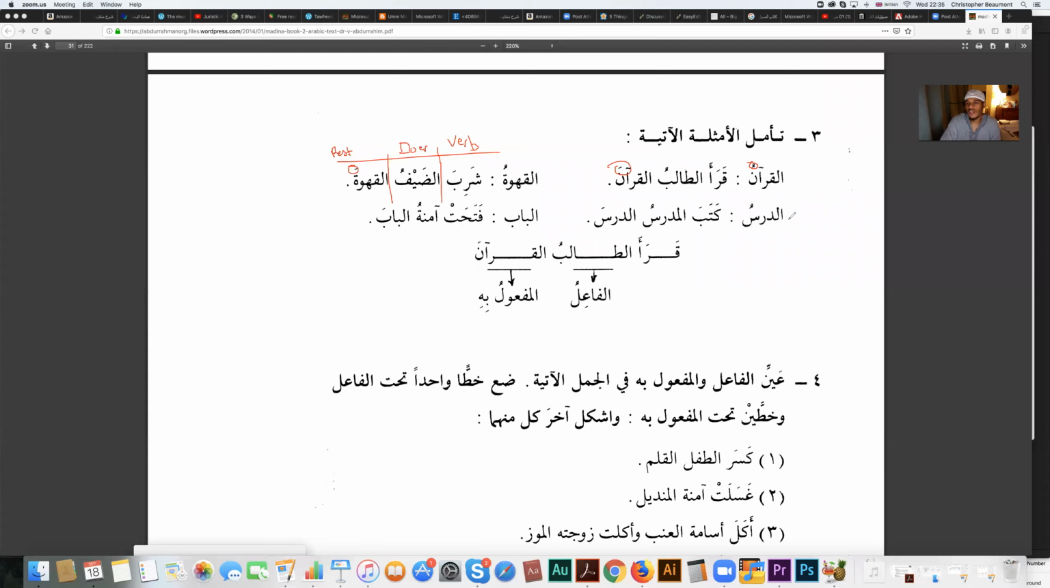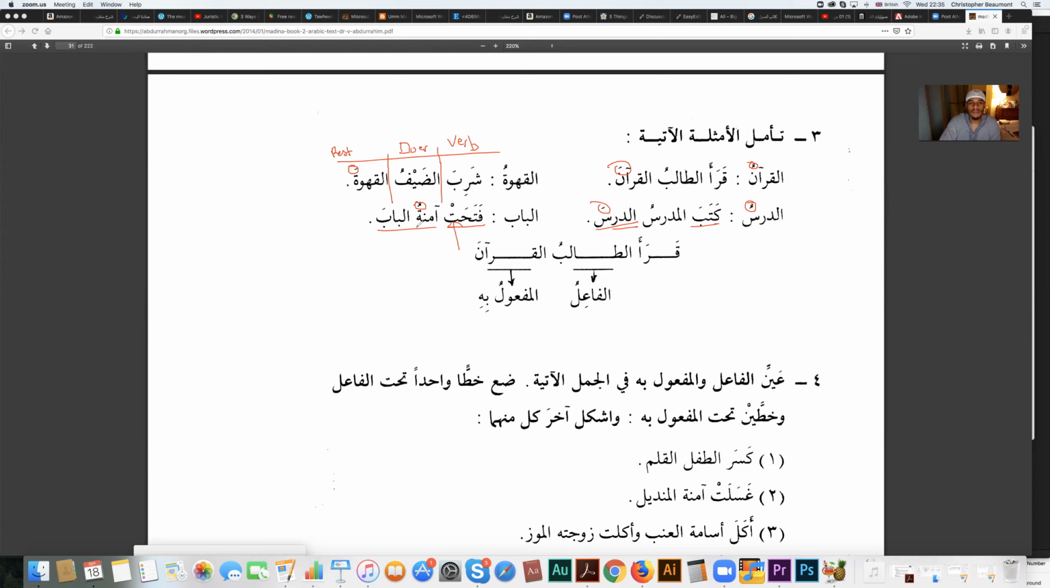And then we say الدرس, which is ending in a dhamma. كتب المدرس الدرس. This is the thing that was written. Lastly, الباب, يعني فتحت آمنة الباب. Again, فتحت, the ta is a sign of alamat ta'nith. That's a feminine verb. Then the doer of the verb is amina, because she's marfu' with the dhamma at the end of the word.